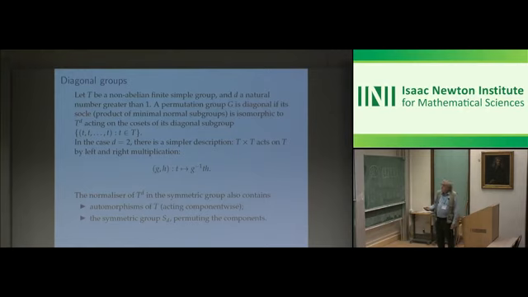And the normalizer of T^d in the symmetric group also contains what? Well, automorphisms of T acting component-wise, and the symmetric group S_d permuting the components. So those things all together generate the full diagonal group, and a diagonal group, a primitive group of diagonal type, will be a subgroup of the full diagonal group containing the socle, which is this T^d.